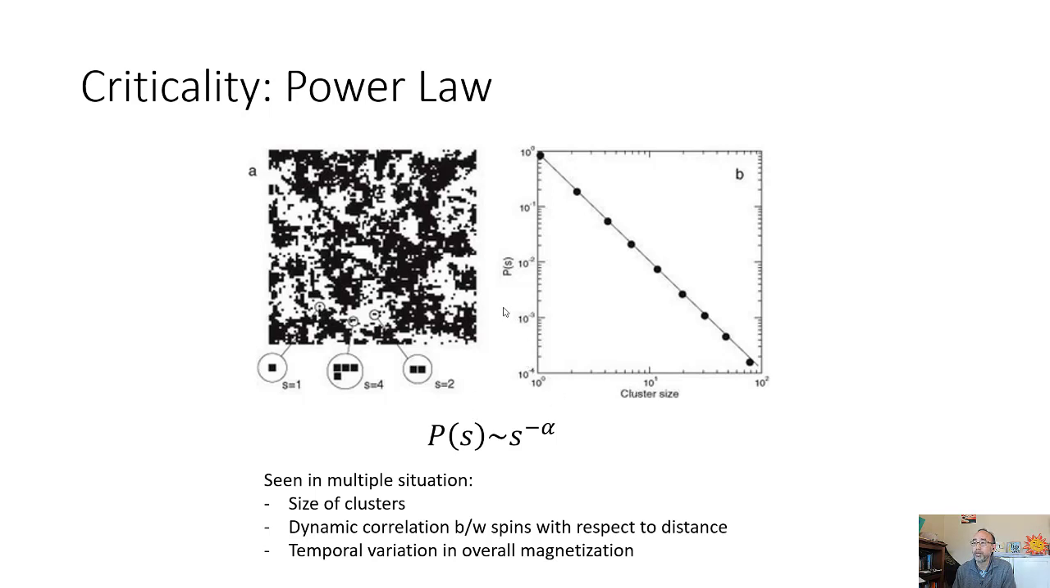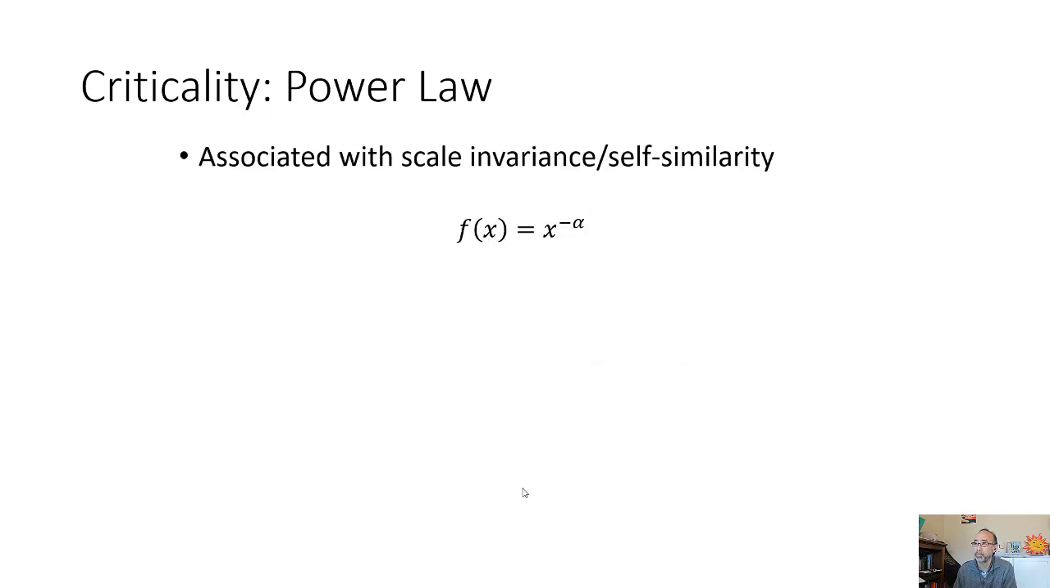And if you figure out the distribution of cluster size, you would notice that you have much more frequent smaller clusters compared to larger clusters, and this logarithmic relationship shows this linear response because of this exponent here. And you see this power law in multiple situations, not only in the cluster size, but also the dynamic correlations between spins with respect to distance, and also the temporal variation in overall magnetization.